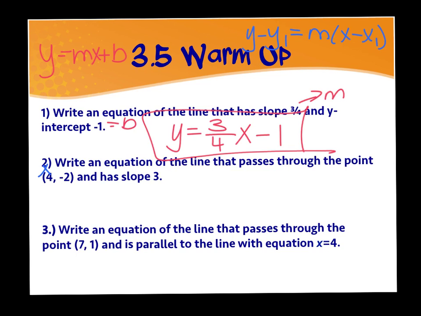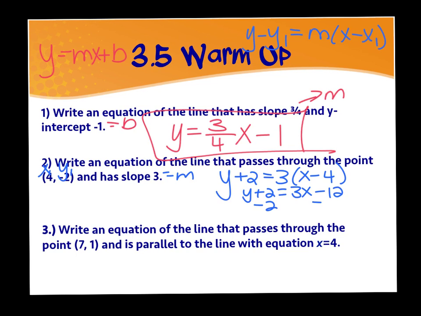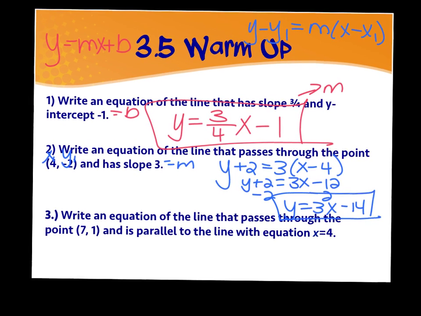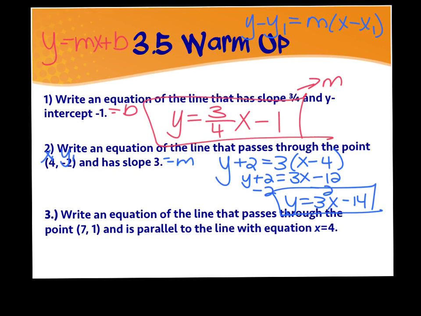So this would be my x1, this would be my y1, and this is my m. I'd get y minus a -2 becomes plus 2 equals 3x minus 4. Distribute the 3 and then subtract the 2. Questions on that one?